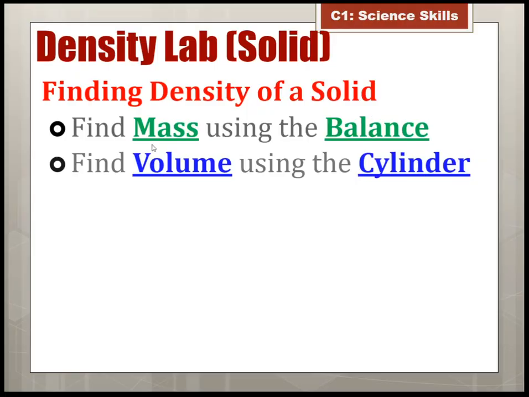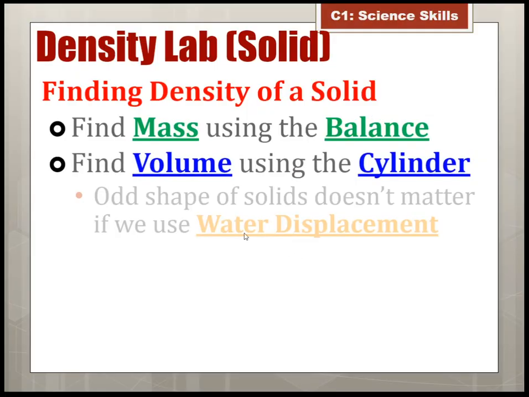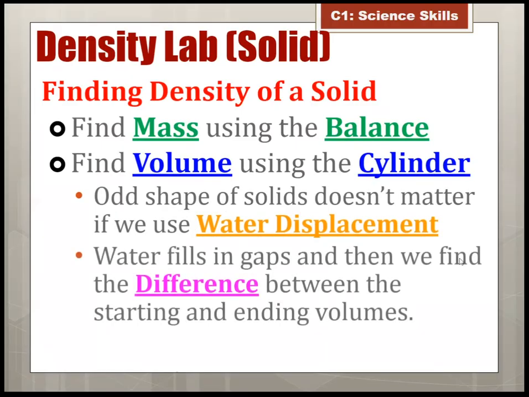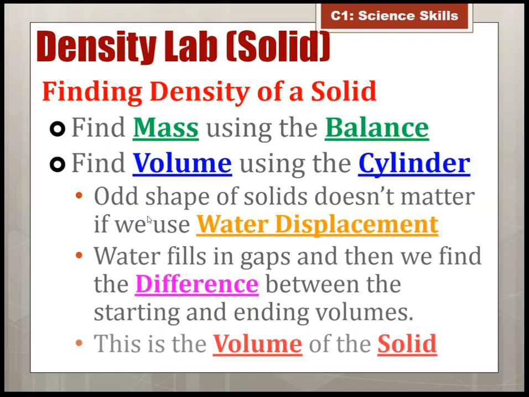That's fine. So you find mass with the balance, volume with the cylinder. The odd shapes don't matter because we're using water displacement, where the water will fill in the gaps, and we find the difference between the starting and the ending volumes. This would be the volume of the solid.